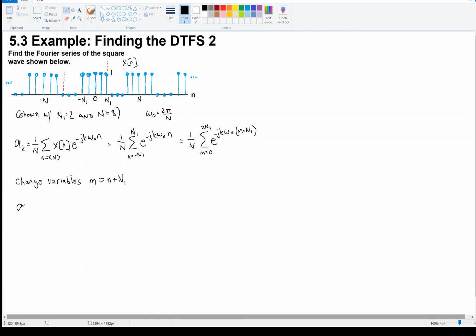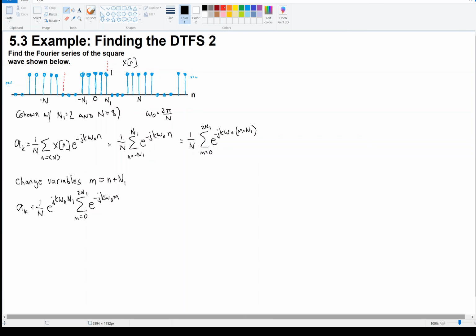Now, using properties of exponents, I can bring out a factor, e to the positive jk omega 0 N1, because that does not depend on the indexer m. So that can come out of the summation. And I'm left with that.